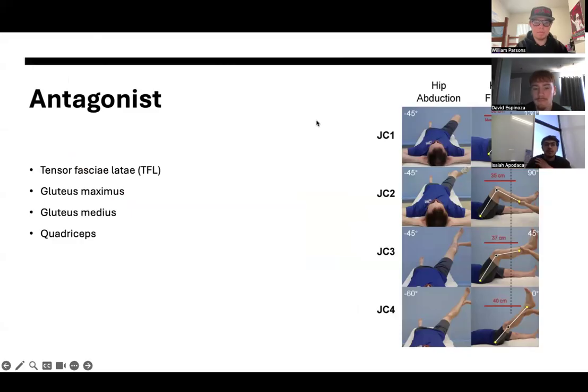And then the next one that I have is the antagonist. This is going to be the tensor fasciae latae, which is the lateral aspect of your hip, along with your gluteus maximus, medius, and quadriceps. The quadriceps is an antagonist because the gracilis does assist with knee flexion, and the quadriceps, specifically the rectus femoris, is going to help with extension. So that would be an antagonist.